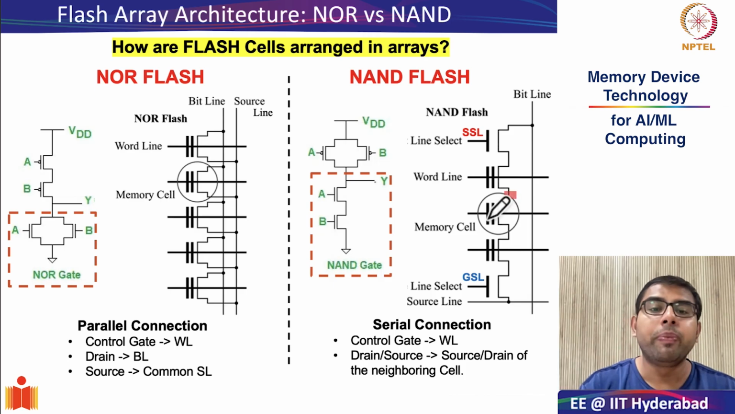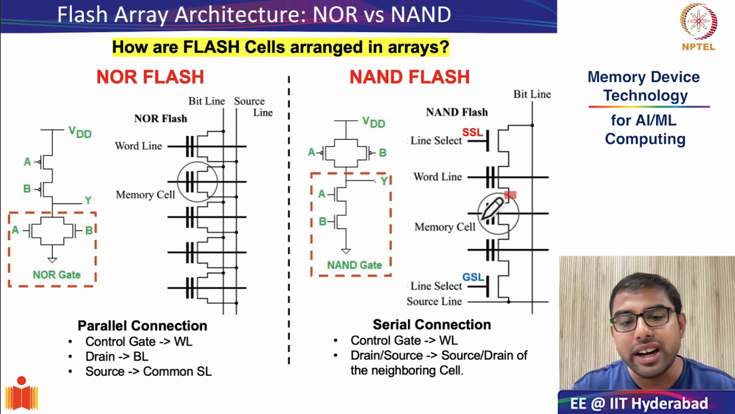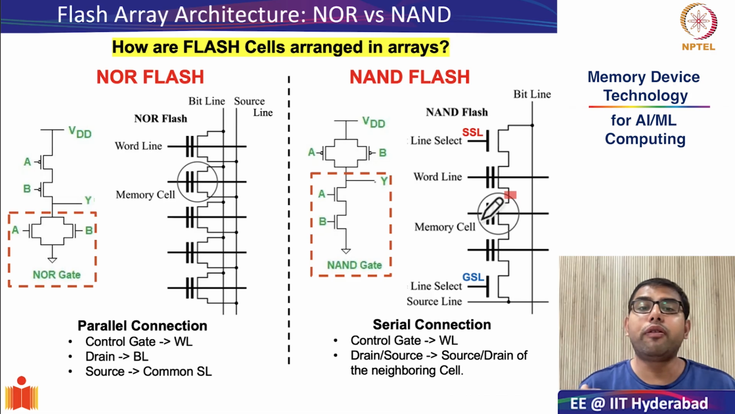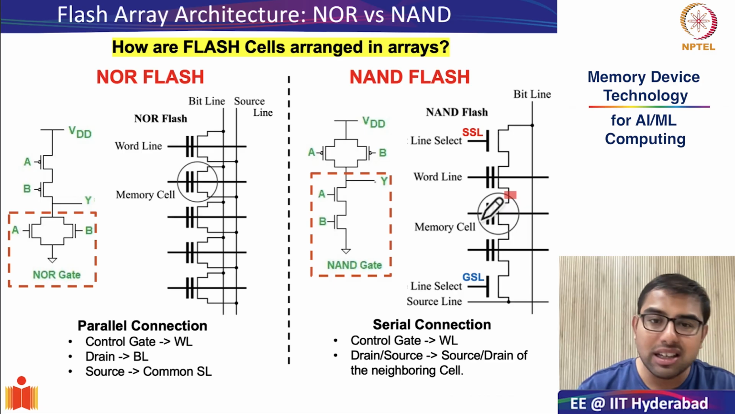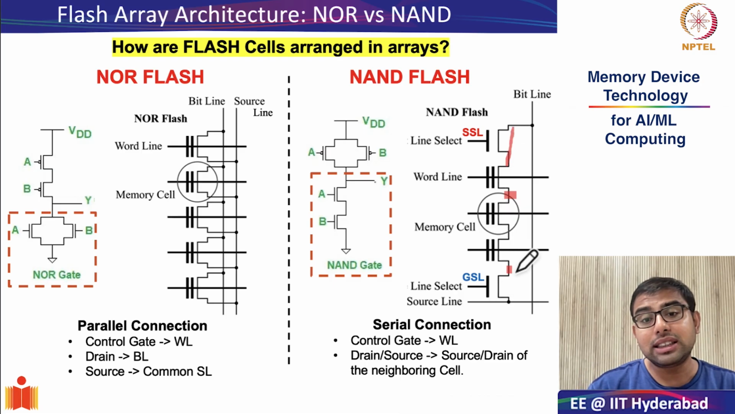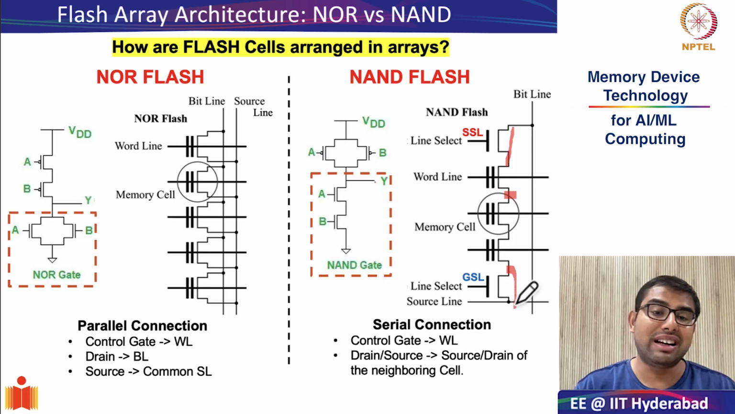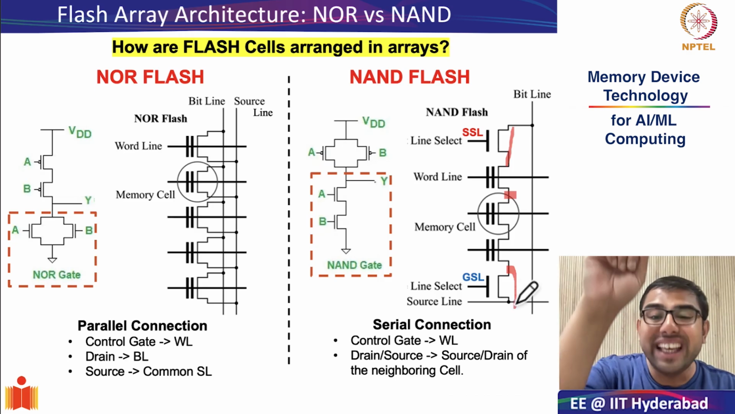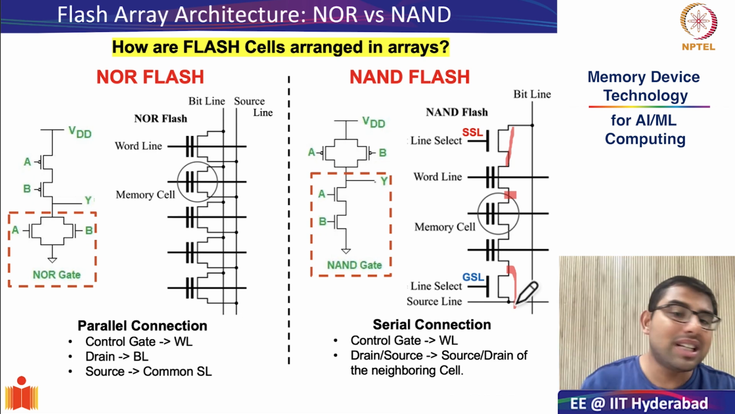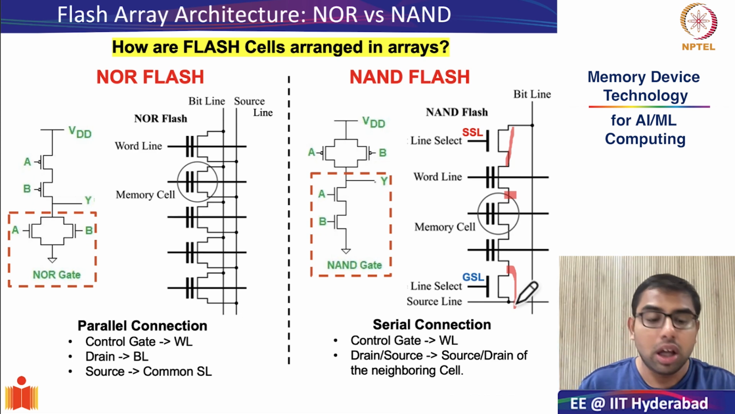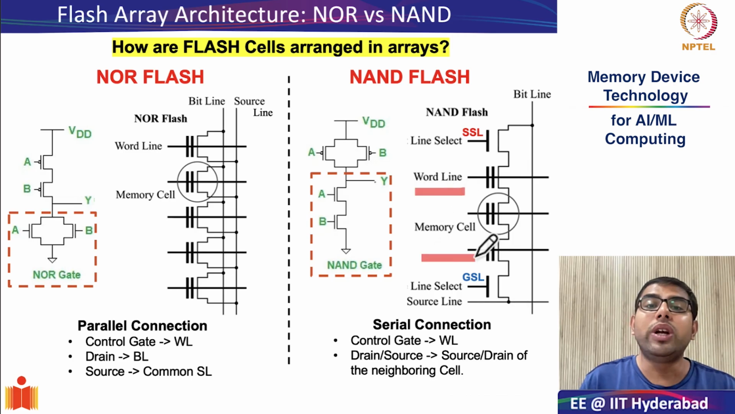So to summarize, the source and drain of the transistors are interconnected with neighboring cells, and only the drain of the first transistor in the string is connected to the bit line, and the source of the last transistor in the string is connected to the source line. And that is why we call it a serial connection. Just like in a NOR flash cell, however, the word lines for each of the cells, which are fed into the control gate, are unique.